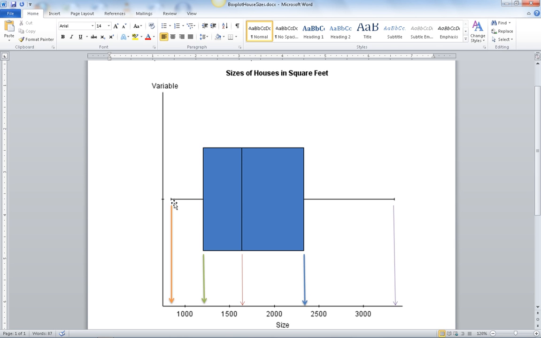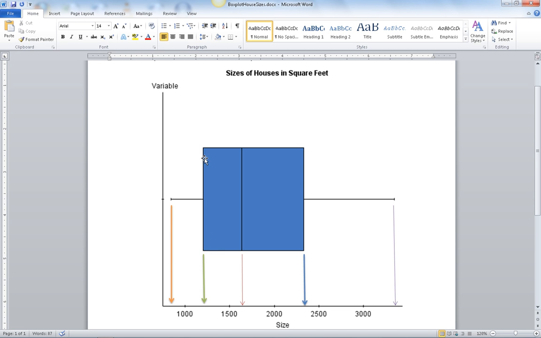So this is the location of the smallest value in the data set. So if you read down to the axis and figure out what number is sitting here, that would be the smallest house size. So we know it's going to be less than 1,000 square feet. And if this is 500 square feet, that piece maybe is about 100. So we might estimate that at 900 square feet.